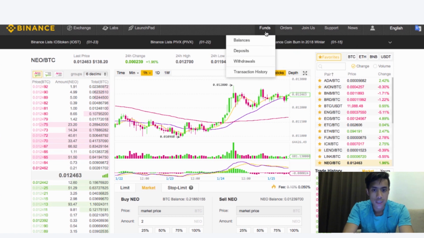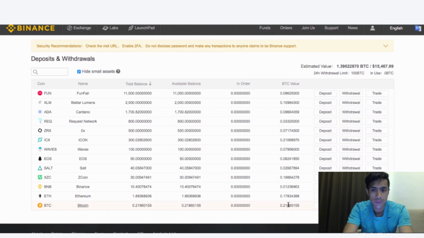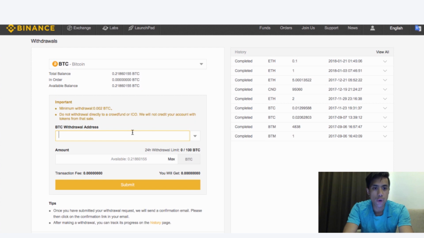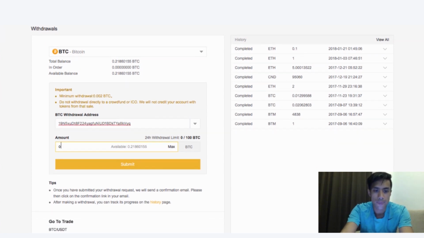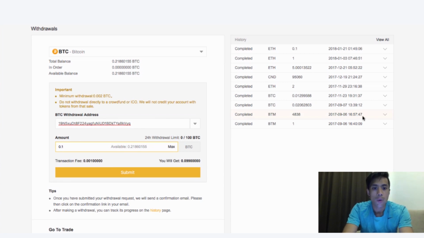Going back into Binance, hover over to Funds and click Balances. Find Bitcoin, click Withdrawal, paste your Coinbase Bitcoin address into the BTC withdrawal address field. Enter the amount of Bitcoin you want to transfer, then hit submit. Once this is done, you'll receive a verification email with a link you have to click on in order to verify it was you who was requesting this transaction. Click on that link and your Bitcoin will be sent over from Binance to Coinbase.